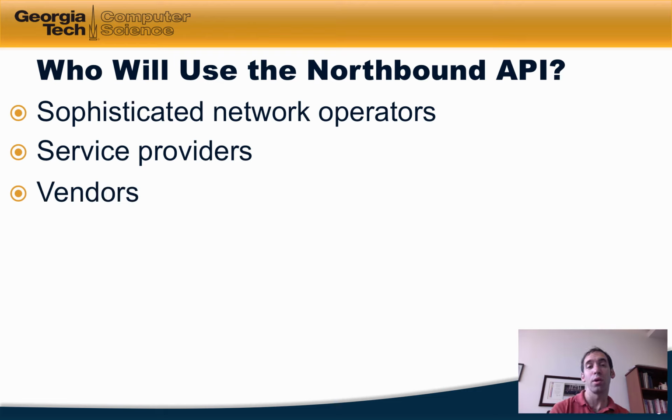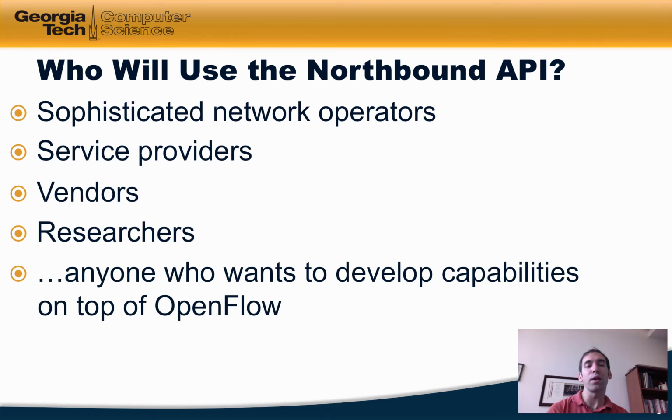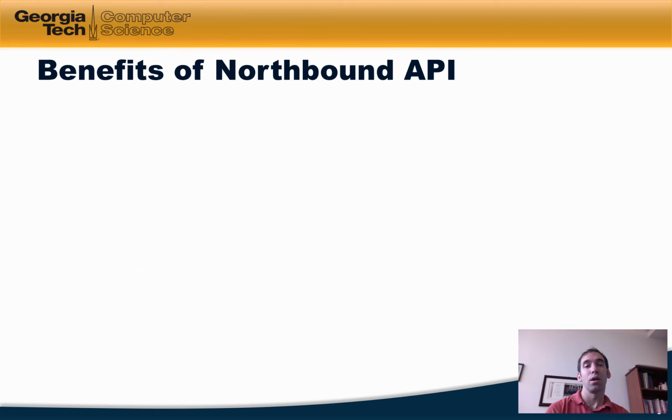Vendors might also package applications and services that sit on top of a particular switch or controller that are developed using a Northbound API. Researchers are also actively trying to develop new Northbound APIs that others can use. Really, anyone who wants to develop capabilities on top of a southbound API like OpenFlow could be using the Northbound API. A Northbound API offers many benefits.